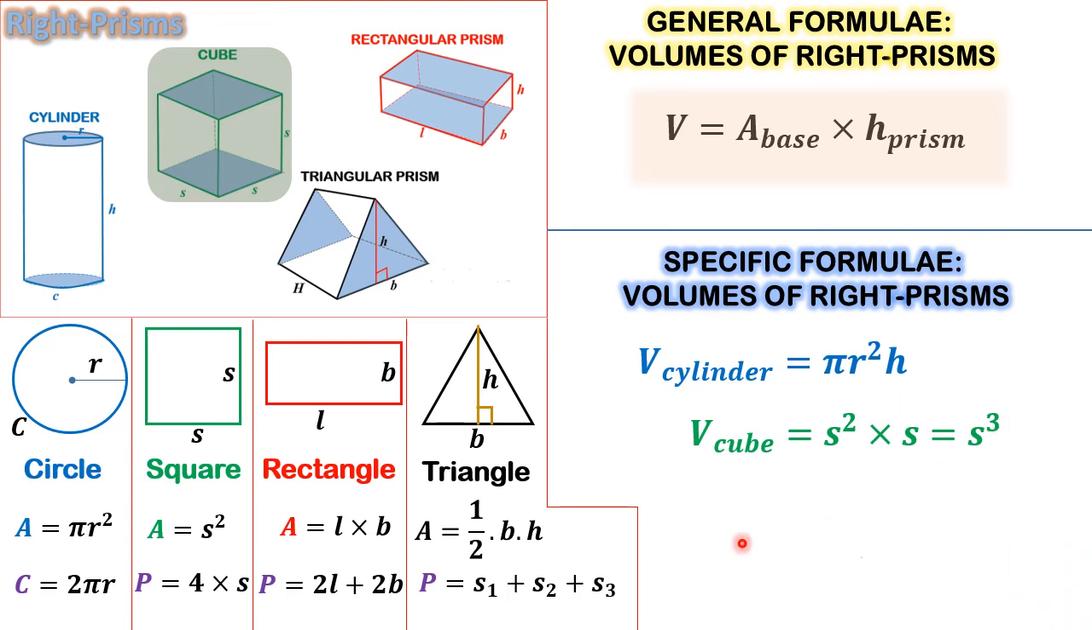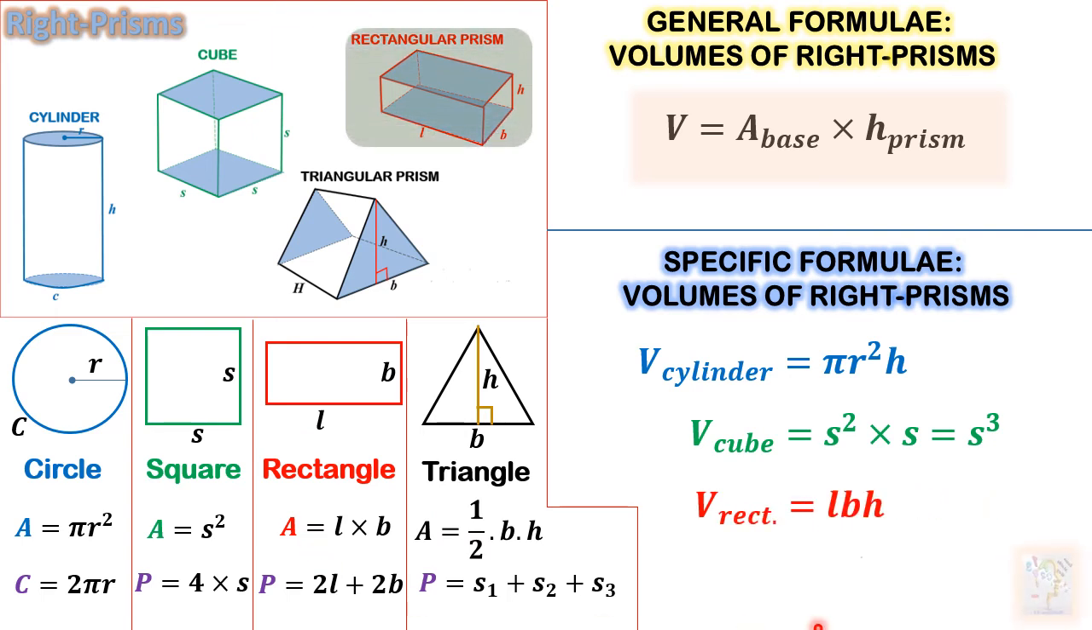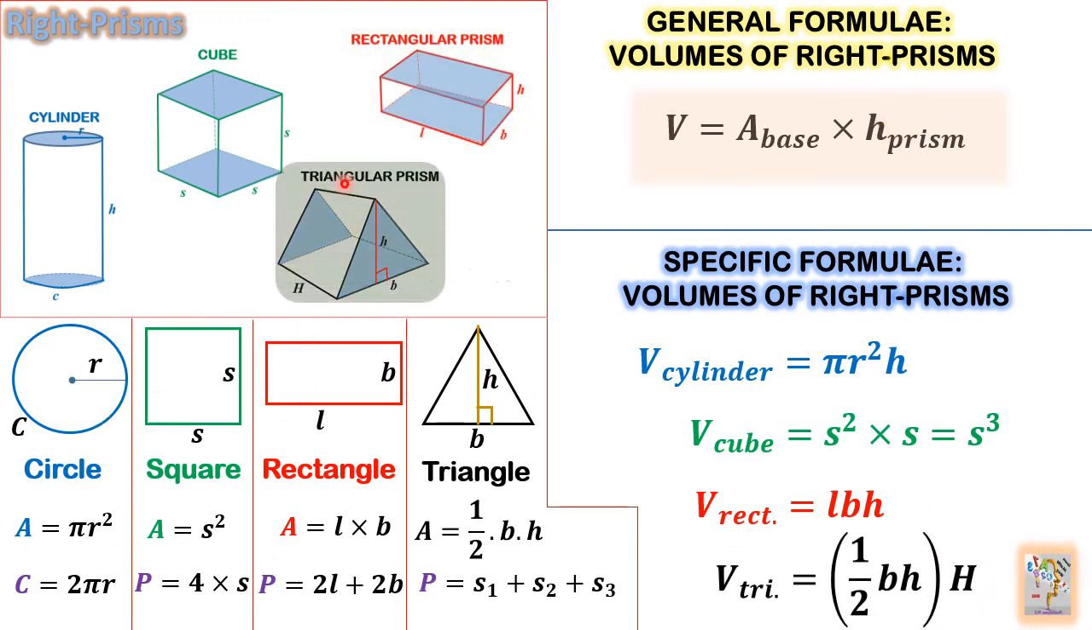Okay, now let's check the rectangular prism. The formula will be length multiplied by breadth multiplied by height, because the area of the base is a rectangle, and the area of a rectangle is calculated by multiplying the length and the breadth. But always we multiply by what? By the height of the prism. And lastly, we'll have the volume of a triangular prism. Remember, with a triangular prism, you have 2 heights. The height of the base or the top multiplied by the height of the prism.